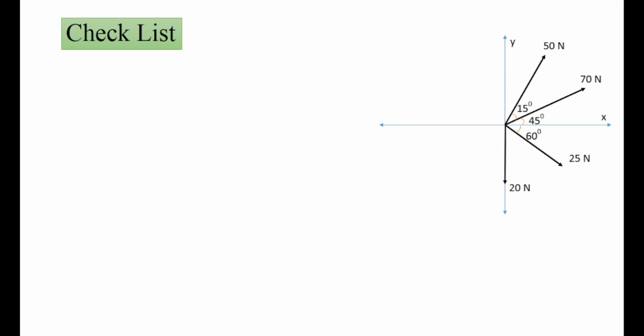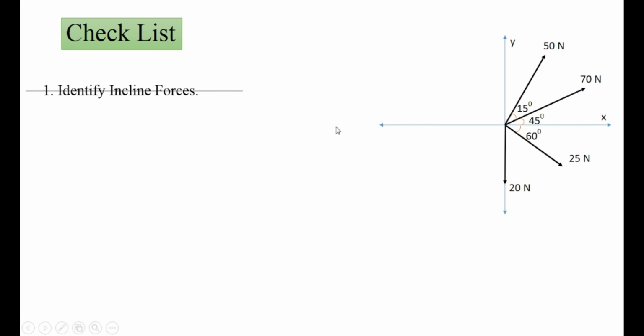So before going to the actual solution, we should check a few things. The first thing is to identify inclined forces. So in this figure, the number of forces are 1, 2, 3 and 4. Out of 4 forces, F1, F2 and F3 are the inclined forces. 20 Newton is a vertical force. So only 3 inclined forces are present in this figure.